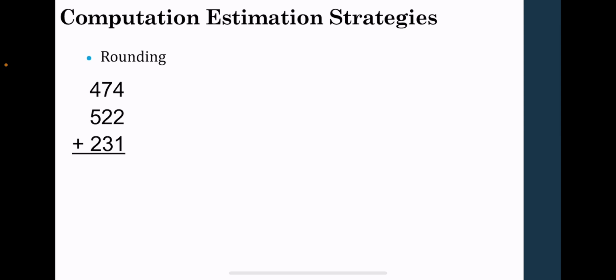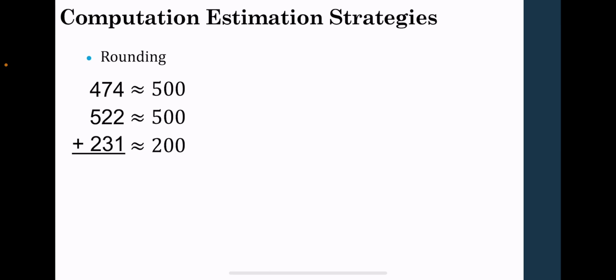All right, so rounding. This is where we're going to round to the nearest 100 on this one. If you were dealing with just 74 plus 22 plus 31, you could round those to the nearest 10. But we're going to round this to the nearest 100. So we have 474 is approximately 500. 522 is approximately 500. And 231 is approximately 200. Just using our normal rounding rules there. For 474, for example, that is closer to 500 than it is to 400. So that's why it's approximately 500.